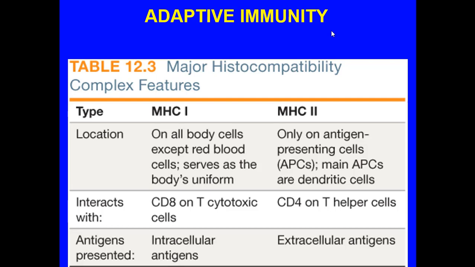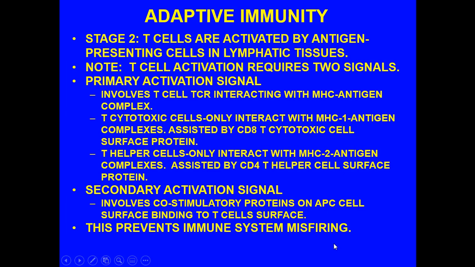So you're going to see these, and they're going to interact with T helper cells. That's MHC2. MHC1, though, will interact with T cytotoxic cells and for those particular CD proteins. MHC1 is basically involved with the presentation of antigens from intracellular invaders. MHC2 is extracellular invaders. Okay, we've gone through all of that. Now let's go to stage 2.